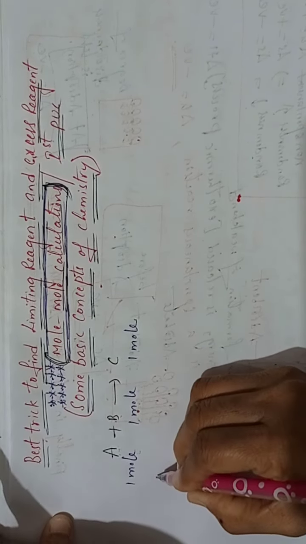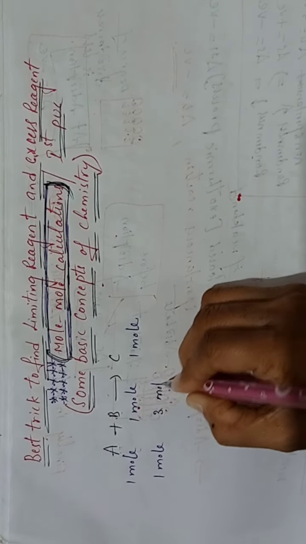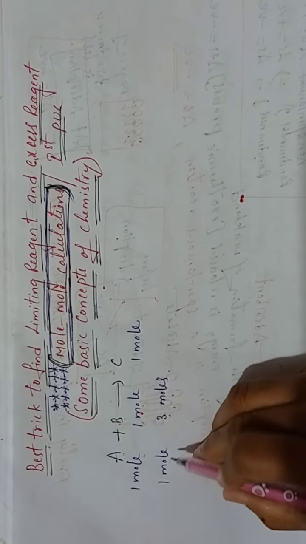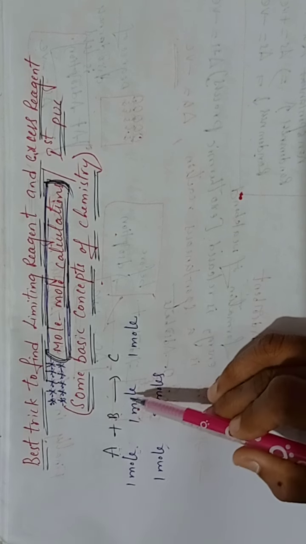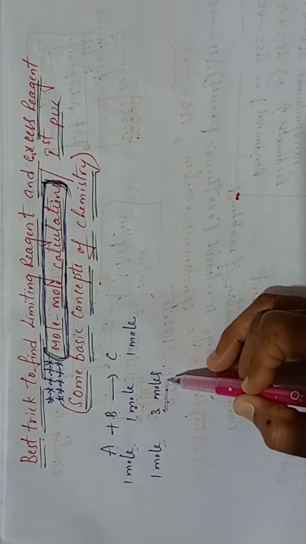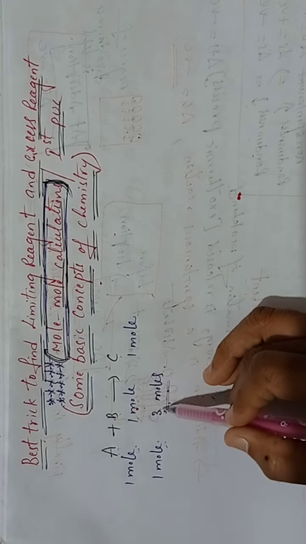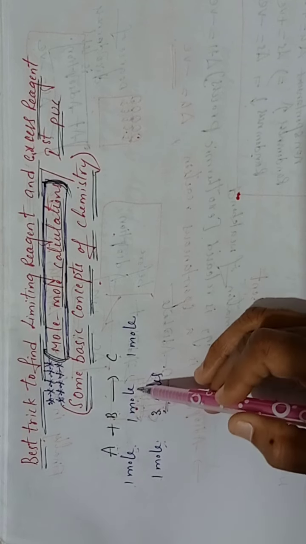Now I am taking A reactant as 1 mole, B reactant as 3 moles. Now see, students, here A reactant is 1 mole. Actually 1 mole of A combined with 1 mole of B produces 1 mole of C. That means 1 mole of A requires only 1 mole of B. But here how many moles am I taking? 3 moles. Clear, students? Now actually 1 mole of A requires how many moles of B? Only 1 mole of B, correct?